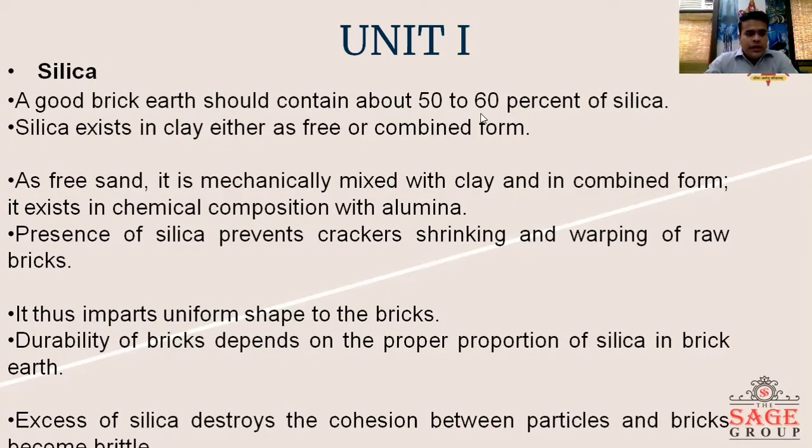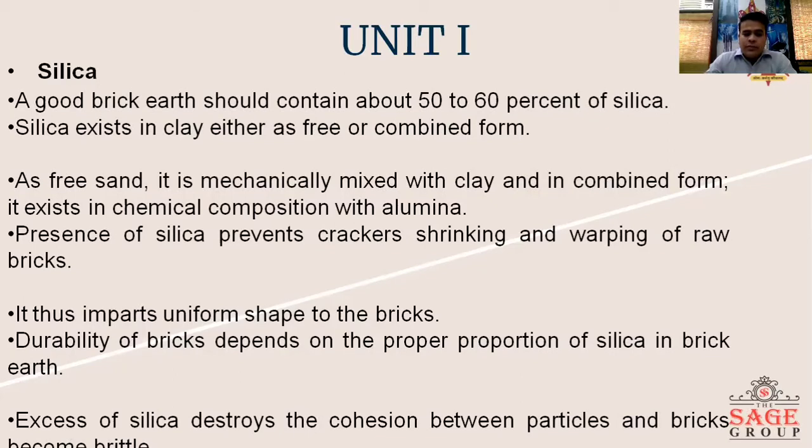Next point, the silica exists in the clay either in a free or combined form. That means the soil which you have taken out from the ground contains a lot of impurities, materials which may affect the quality of brick. To avoid this, the silica should be free from any type of impurities. As free sand, it is mechanically mixed with clay, and in combined form, it exists in chemical composition with alumina. That means the sand which you have chosen and mixed with the clay contains chemically combined alumina.